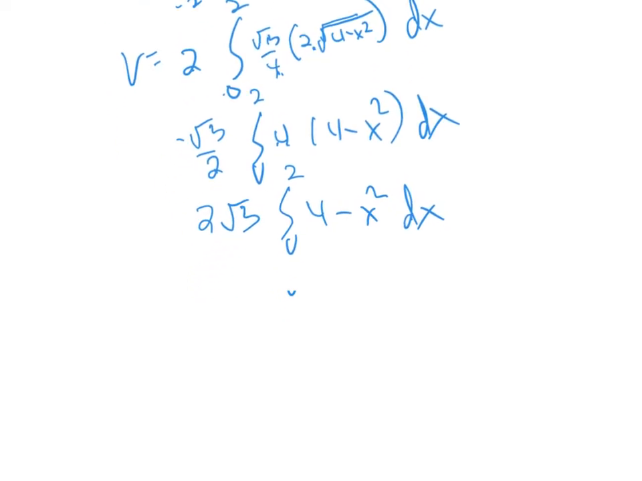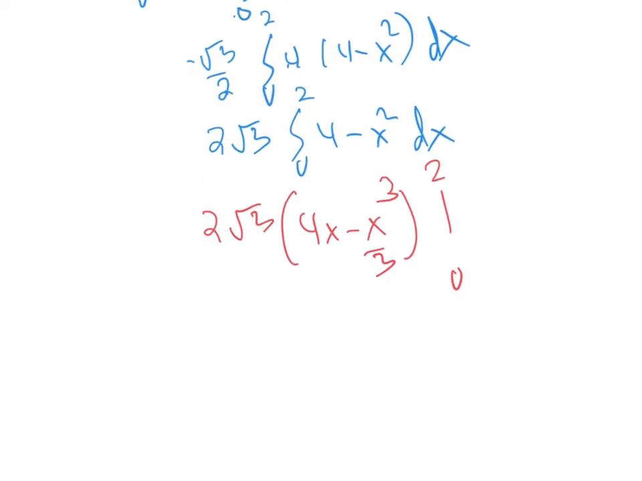This integrates simply, or please use your calculator, but let's see. I was on a roll. That's 2 square roots of 3 times 4x minus x cubed over 3 from 0 to 2. And when I plug in the 0, will this go to 0? No, it doesn't go. Oh, yeah, that was a 4x. It does go to 0.